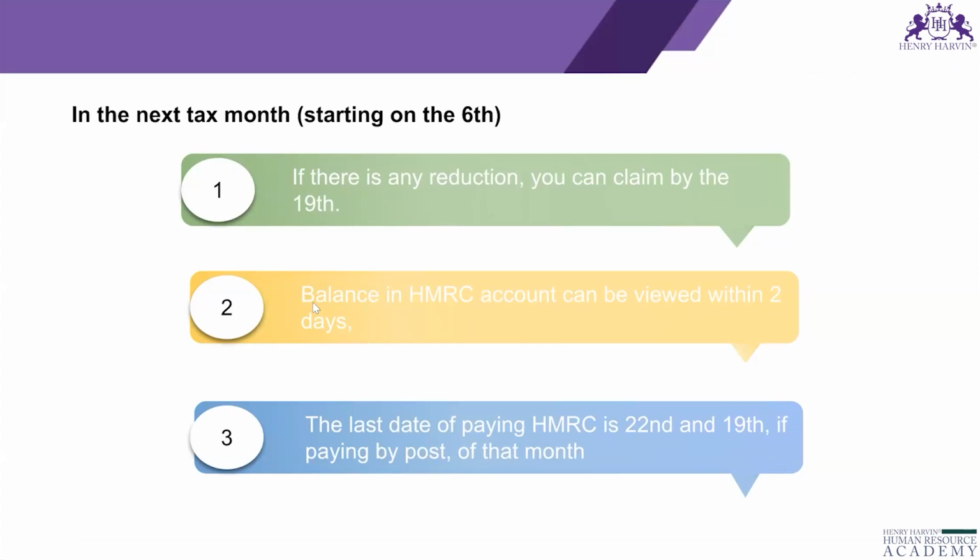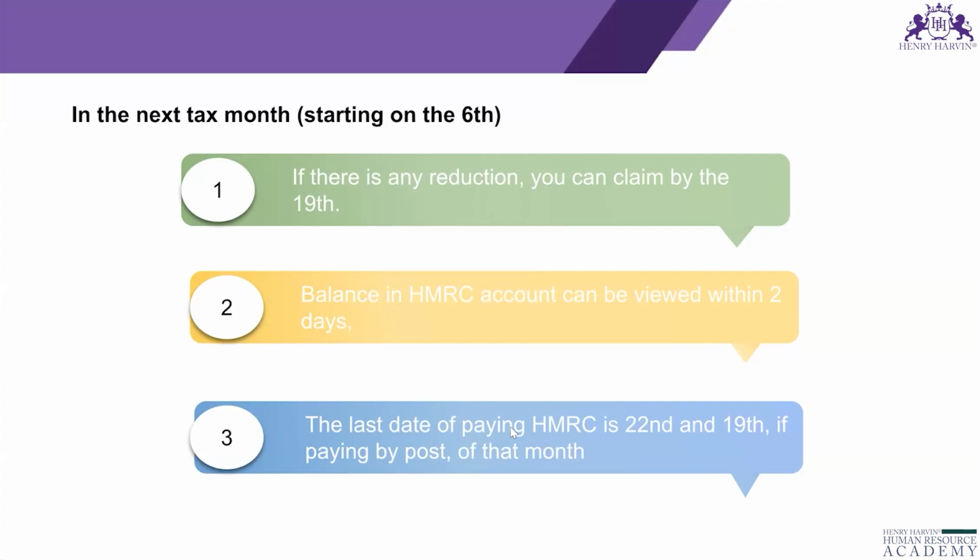Okay, so next point, if you see the second point, balance in HMRC account can be viewed within 2 days. So balance means the amount. Balance means whatever you need to pay now after EPS reduction, the balance that you need to pay to HMRC will be updated in 2 days again. Okay. The last day of paying HMRC is 22nd.